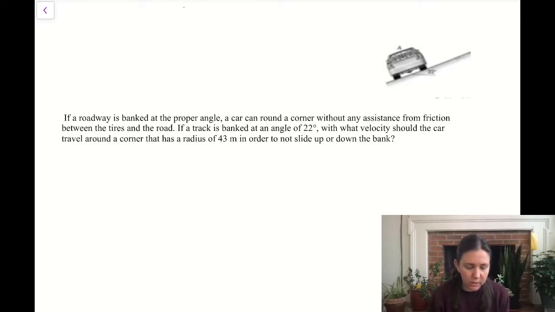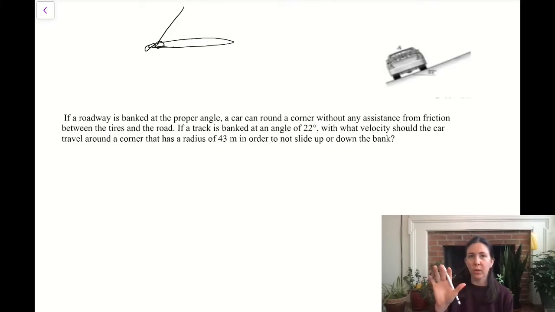The other time you will see this is if you have something flying on the ceiling and it's traveling in a circle, hanging from the ceiling. All right, so I'm going to go with the banked turn for today. So we have a little picture, but the important thing to think about in this picture is what's actually going on. The car's going around this turn.